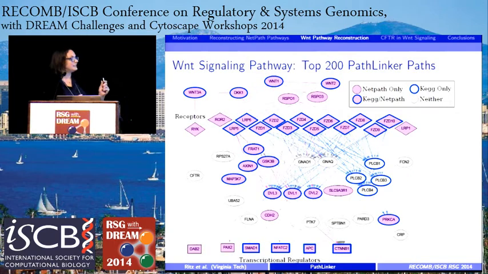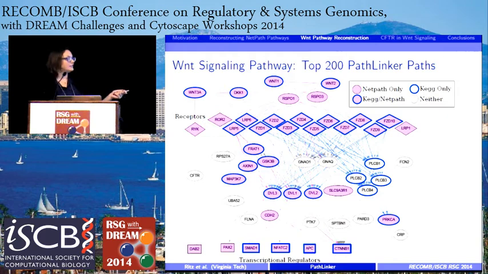So this is the top 200 paths reported by PathLinker for the Wnt signaling pathway. I've colored the nodes. The pink nodes, and I don't know if you can see them, but there are some pink interactions, are those that are in NetPath. Nodes that are outlined in blue, and blue interactions, are those that are in KEGG, another database, right? And the gray are those that are in neither. And what you can see is while there's some overlap in terms of the nodes between NetPath and KEGG, there are many blue interactions here that go to these KEGG-only proteins.